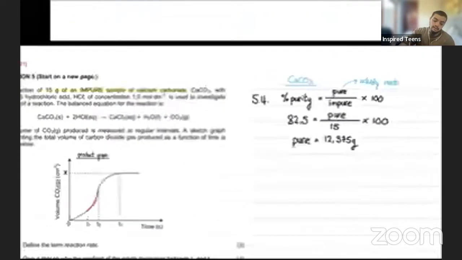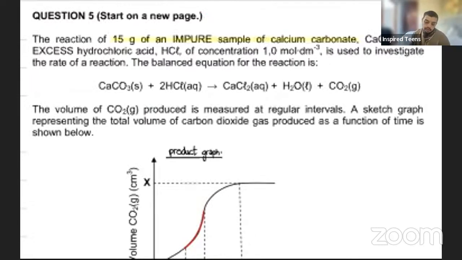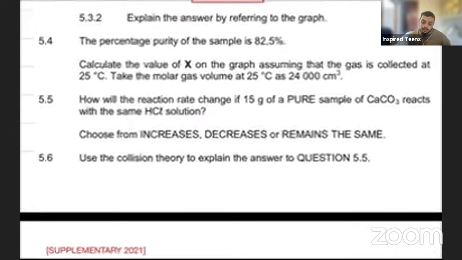They told us that the 15 gram impure sample of calcium carbonate is used in this reaction. Okay, 15 grams of impure calcium carbonate. So that's why in the question they said the percentage purity of the sample is 82.5%. So that's how I worked it out. So now I know the pure.